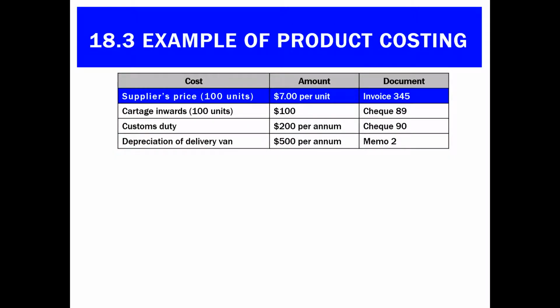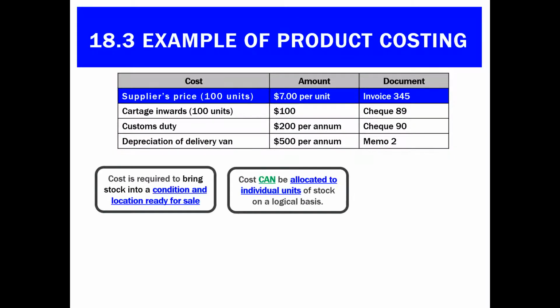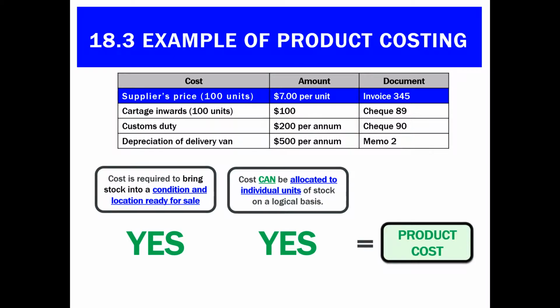Let's take the first one, supplier's price, $7 per unit. Is it required to get stock in a condition and location ready for sale? Yes, it is. Can it be allocated to each individual unit? And again, the key word here is logically. So is it logical? It is. It's $7 per unit. So if they're both yeses, that's going to be a product cost.